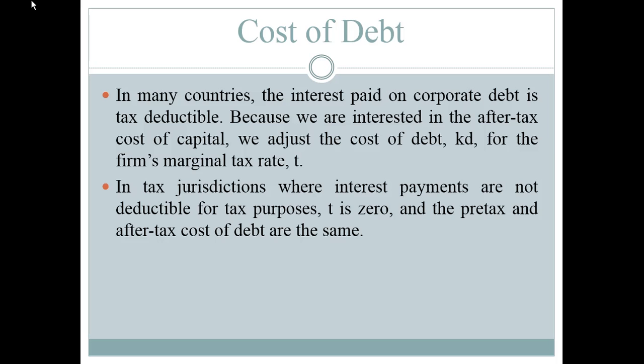In tax jurisdictions where interest payments are not deductible for tax purposes, T is 0, and the pre-tax and after-tax cost of debt is the same. So in jurisdictions where debt is not tax deductible, or where T is 0, we just use KD.